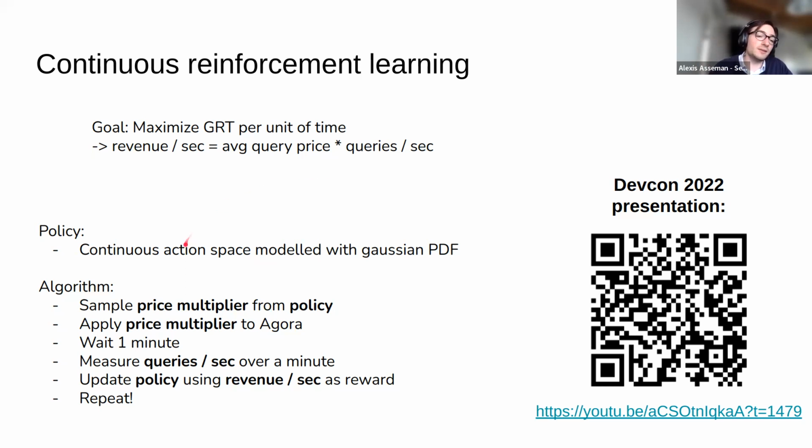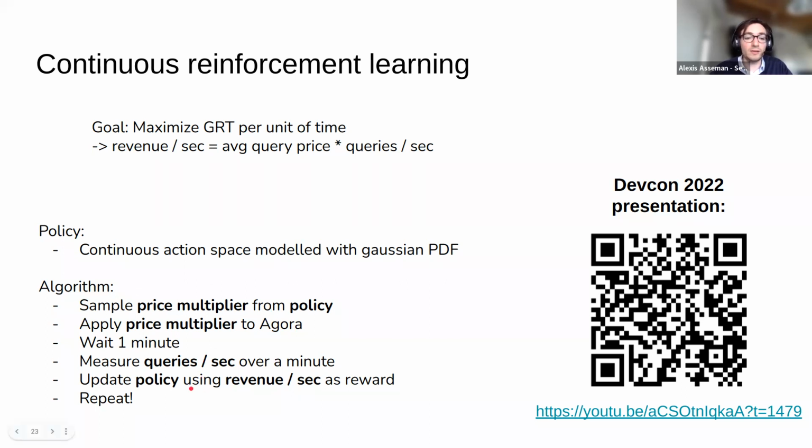In any case, the loop of the algorithm is we sample a price multiplier from the policy. So the policy is that Gaussian distribution over prices. We apply that price multiplier to Agora. We wait 1 minute. We measure. So 1 minute is because we have to wait for the gateway to apply that new price. Then we measure the number of queries per second we receive over a minute. And with that, we can compute the revenue rate we got over that minute.